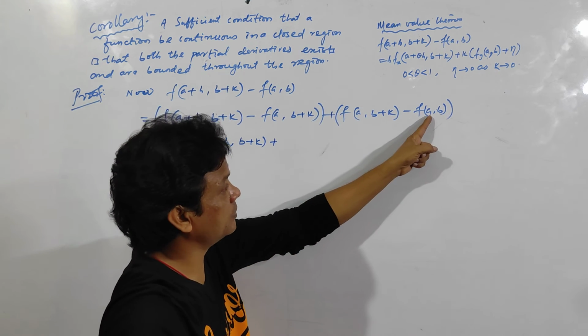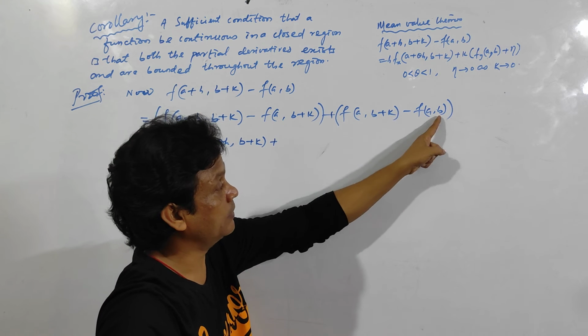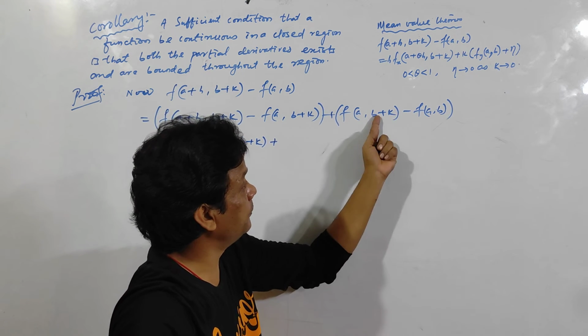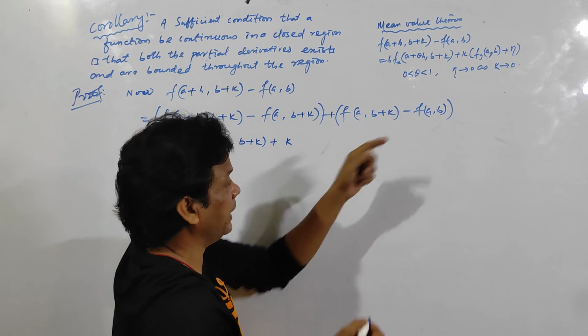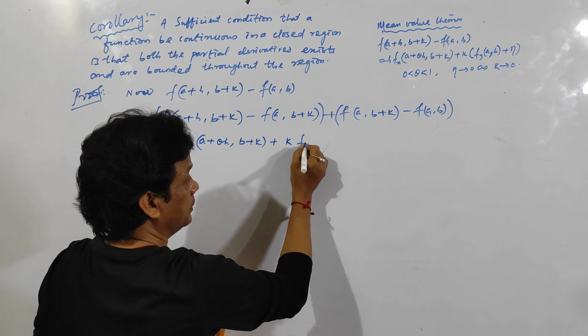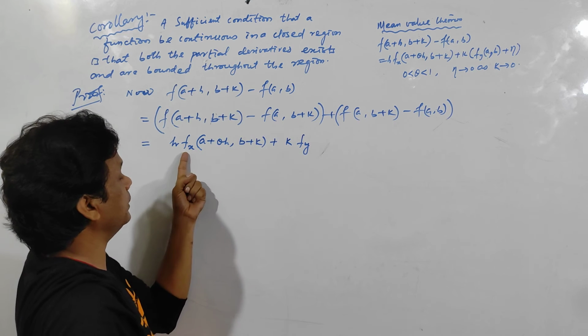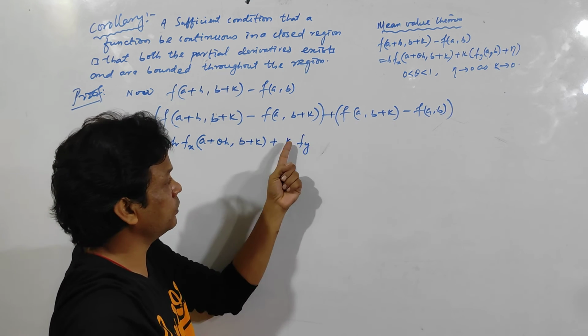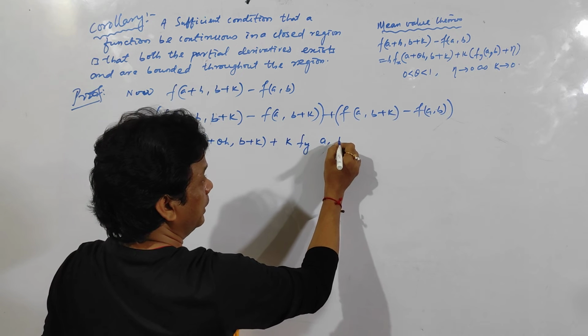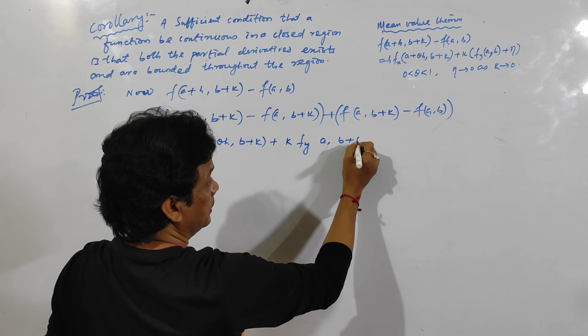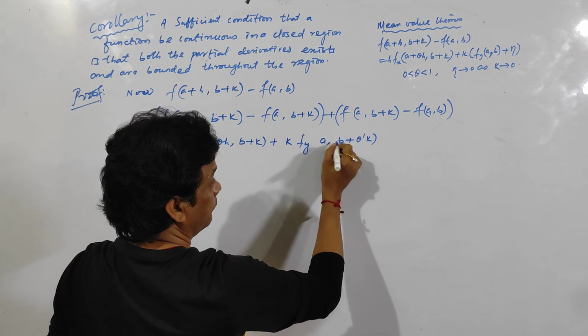Here the x coordinate remains constant. Y varies. So this minus this, b plus k minus b, will be equal to k. And here y varies, so fy, not fx. Earlier x varied, so I wrote fx. Here y varies, so you should write fy. And the x coordinate remains the same, and the y coordinate is b plus theta dash k.